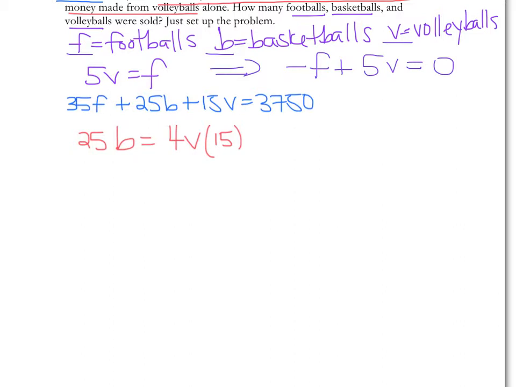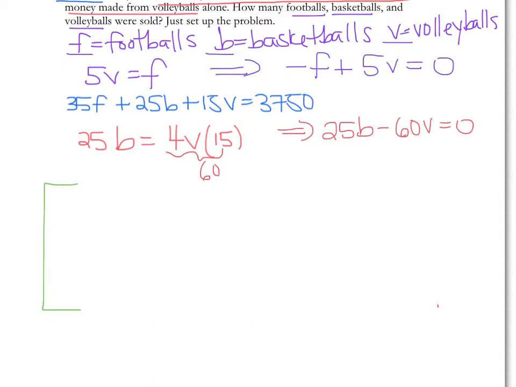My blue equation, everything is in the right order, so I'm good to go. But my red one, I have to bring the V to the other side. So 4 times 15 is really 60. So I'm going to bring 60V to the other side. So this is going to become 25B minus 60V equals 0. Now I'm ready to set up a matrix.